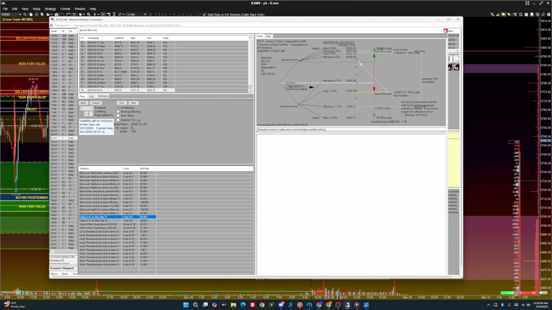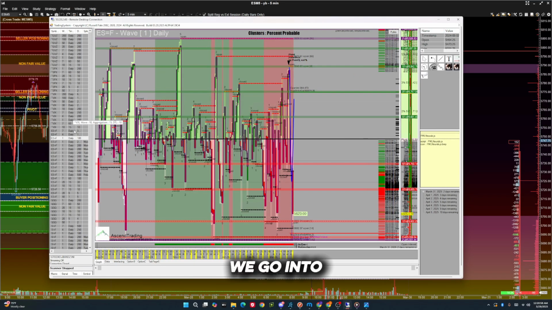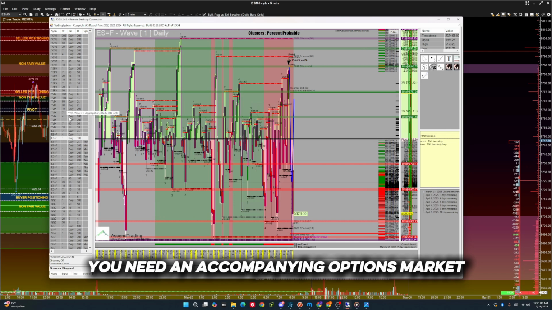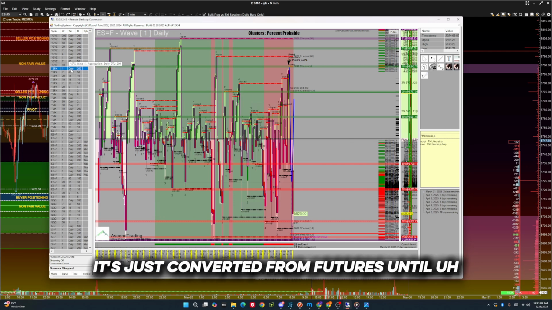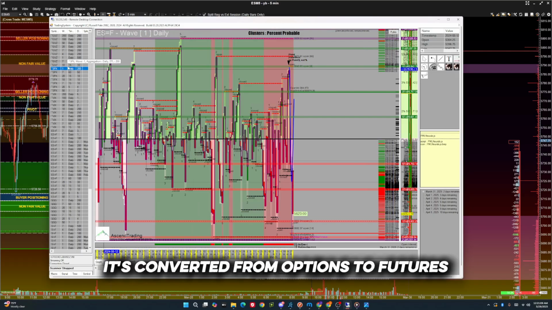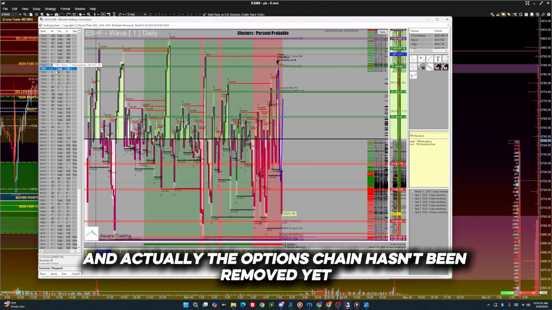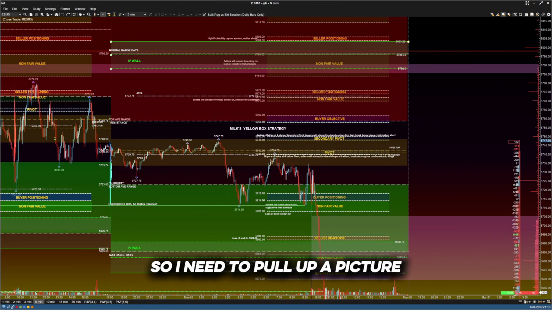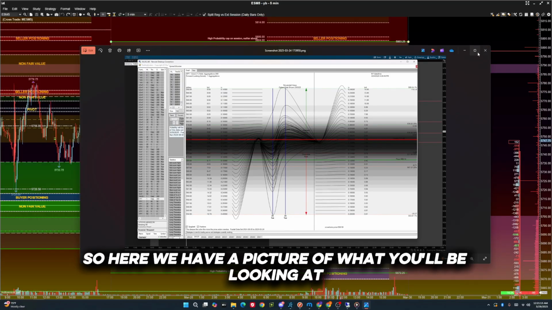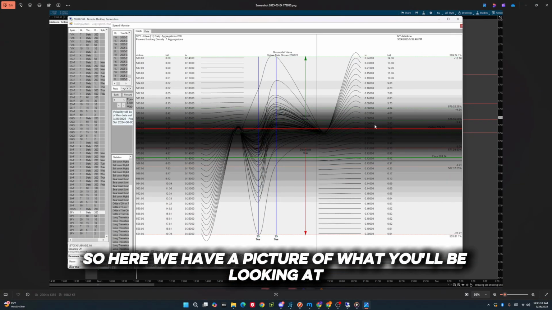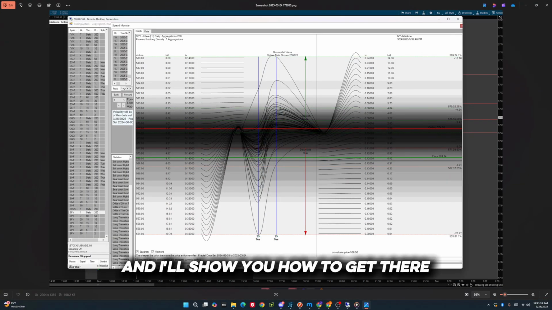So we go into, you need an accompanying options market. It doesn't work for futures. It's just converted from options to futures. And actually the options chain hasn't been removed yet, so I need to pull up a picture. So here we have a picture of what you'll be looking at, and I'll show you how to get there.